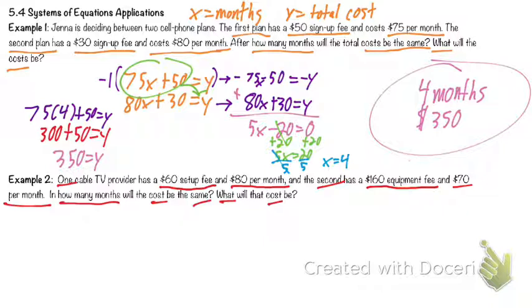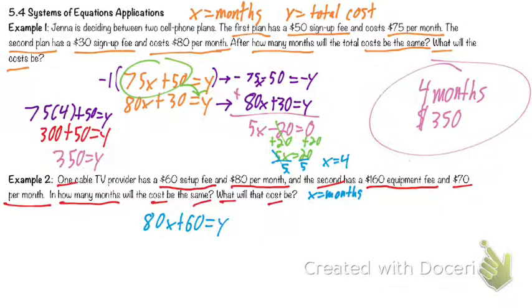Okay. So, does anyone have an idea of how we might set up one of the equations for this one? Let's go, Brady. Go ahead. 80x plus 60 equals y. I'd agree with that. 80x plus 60 equals y. Okay. So x is representing our months again.